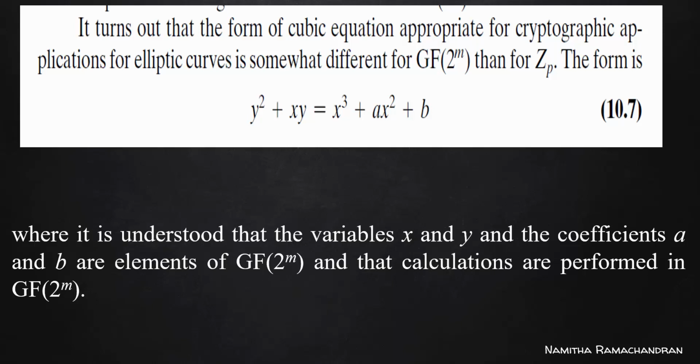We have already seen one equation for an elliptic curve over real numbers, that is y square equal to x cube plus ax plus b. Here we need a modified equation for our elliptic curve over this Galois field, which is y square plus xy equal to x cube plus ax square plus b. This is the modified equation for an elliptic curve over the finite field of 2 to the power m.